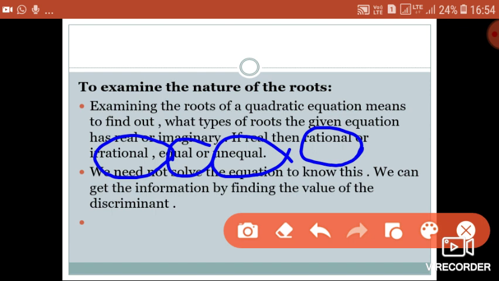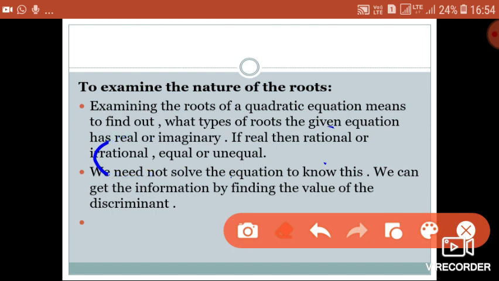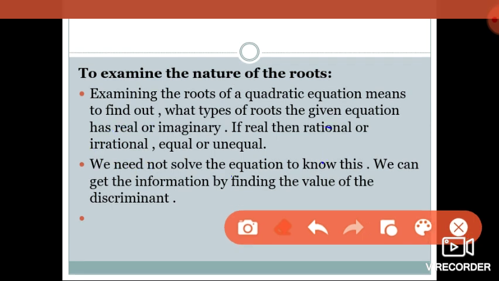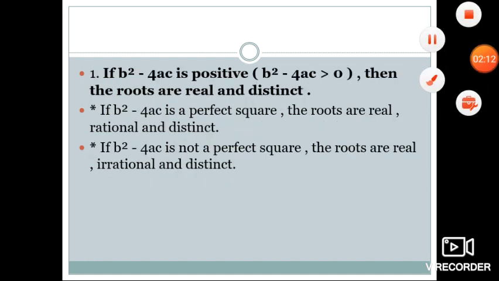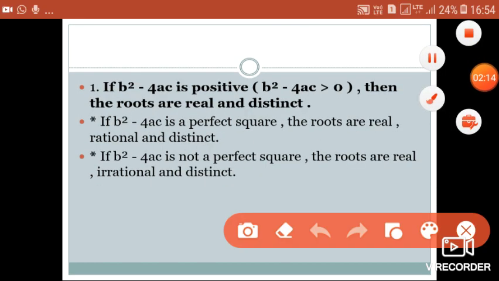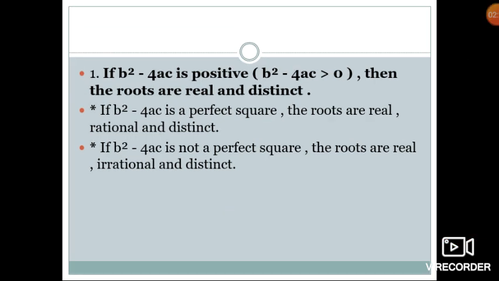So, children, we have to find out whether the roots are real or imaginary. If they are real, whether they are rational or irrational, and then whether the roots are equal or unequal. For finding this, we are going to apply it in the problem. So condition number 1, b squared minus 4ac is positive.